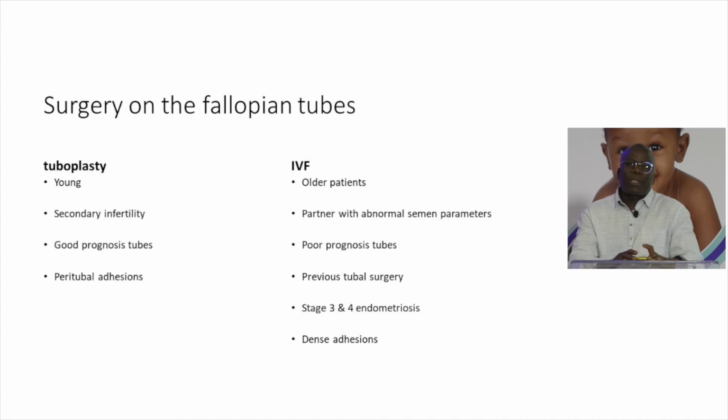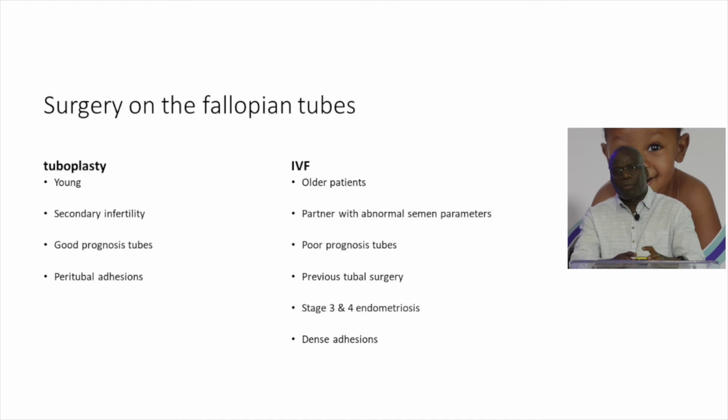But it is inappropriate to do surgery in somebody who's 40, 45 years old because they require IVF in any case because of their age. It is also inappropriate to do tubal surgery in a patient where the husband's sperm count is subnormal because you have to do IVF in any case. So there's no point in subjecting the patient to surgery and to IVF. And in those badly damaged tubes, the so-called poor prognosis tubes, we recommend that surgery must not be done, rather go straight for IVF.